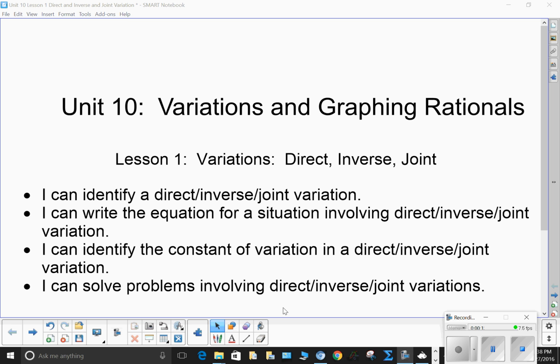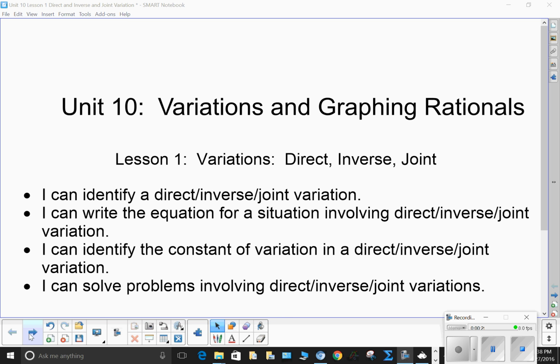By the end of this, you should be able to identify a direct, inverse, or joint variation, write the equation for a situation involving a direct, inverse, or joint variation, identify the constant of variation in a direct, inverse, or joint variation, and solve problems involving direct, inverse, and joint variations.